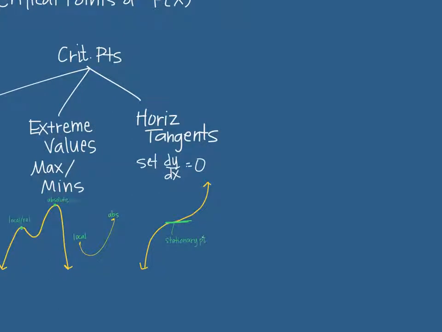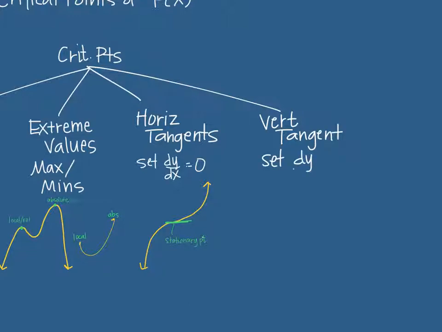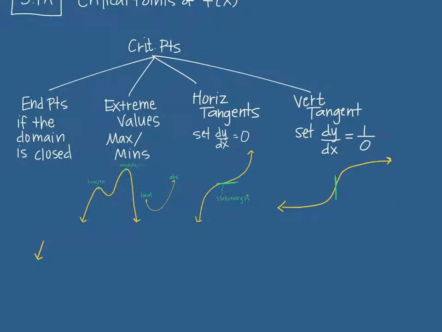And then the last kind of critical points are the vertical tangents. The vertical tangents come from setting the derivative equal to undefined. You saw one of those in your tests in chapter 4. So we'll set the derivative equal to undefined there. That might be like a cube root function or something that looks like this, or maybe an inverse trig function, and it has a vertical tangent right there. That would be considered a critical point as well. So when you are asked to find critical points, you need to consider all 4 of those categories.